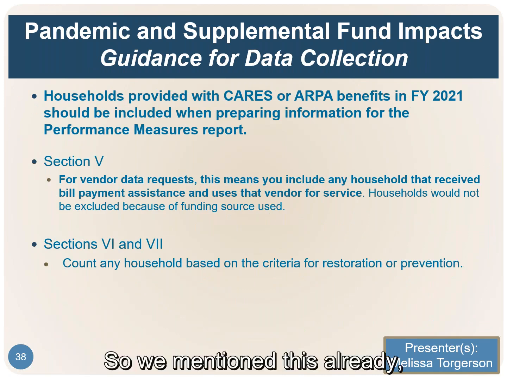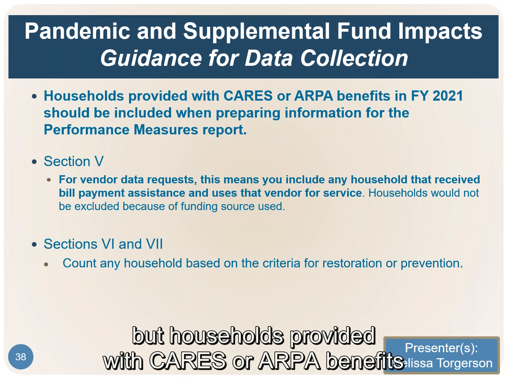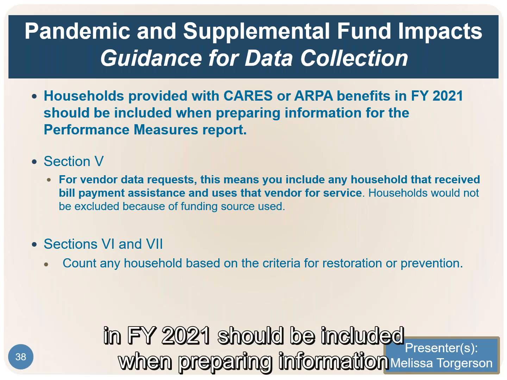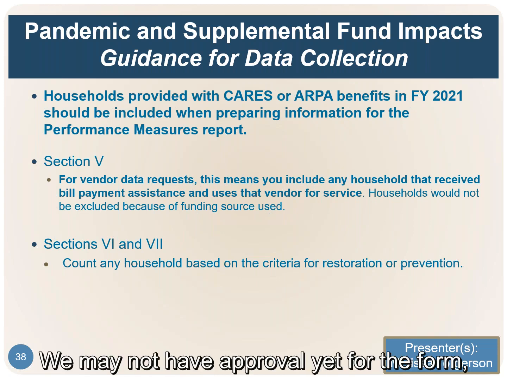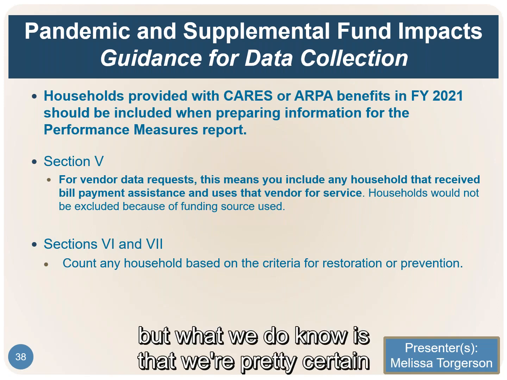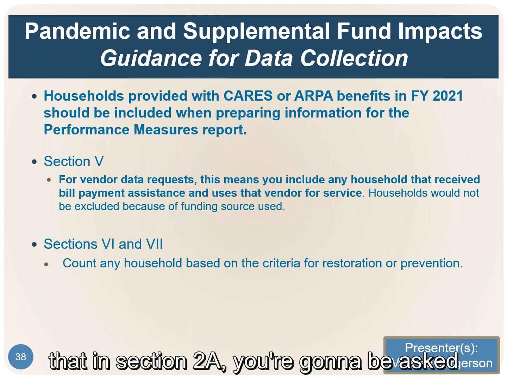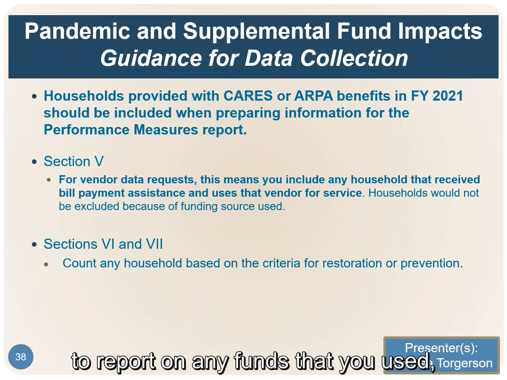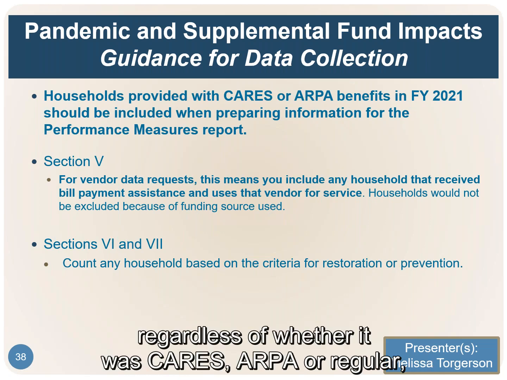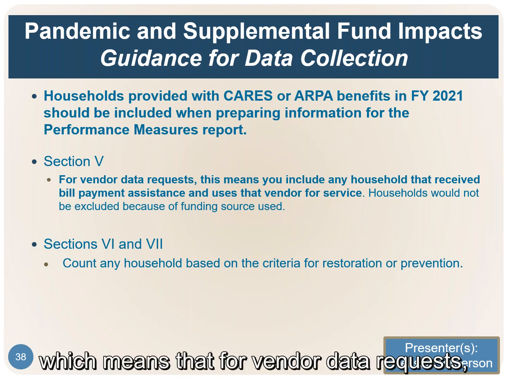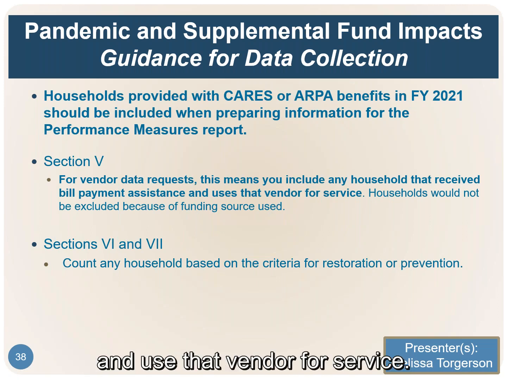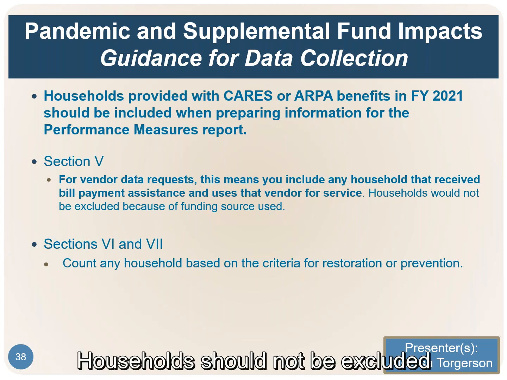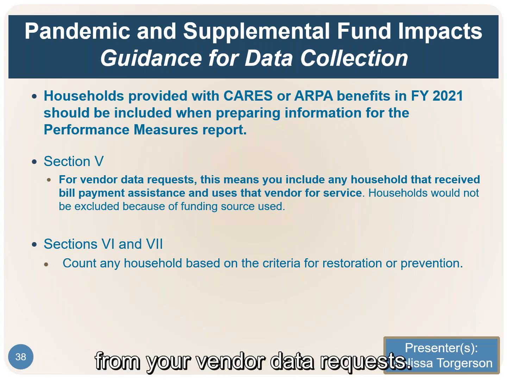So we mentioned this already, but households provided with CARES or ARPA benefits in FY 2021 should be included when preparing information for the performance measures report. We may not have approval yet for the form, but what we do know is that we're pretty certain that in Section 2A, you're going to be asked to report on any funds that you used, regardless of whether it was CARES, ARPA, or regular, which means that for vendor data requests, you should include any household that received bill payment assistance and use that vendor for service. Households should not be excluded because of the funding source used from your vendor data requests.